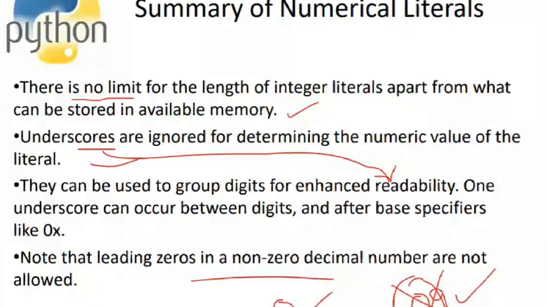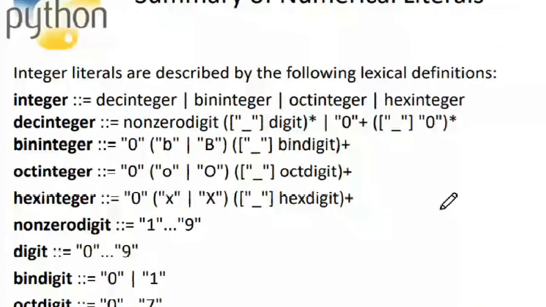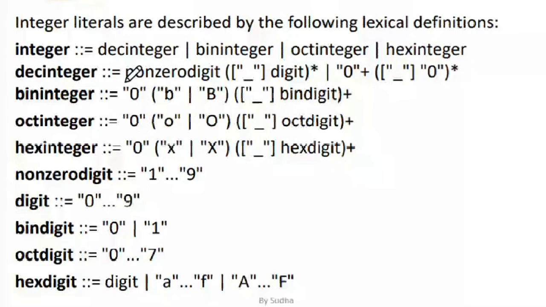The next rule is about the integers that you can represent. The first one is dec integer, which is nothing but the decimal integer. This is how you have to represent the literals: you'll be having a non-zero digit. This is the one I told you about, that you cannot have a leading 0. In case the number itself is 0, then you can give 0, but if it is followed by some other number, then you cannot have a 0.